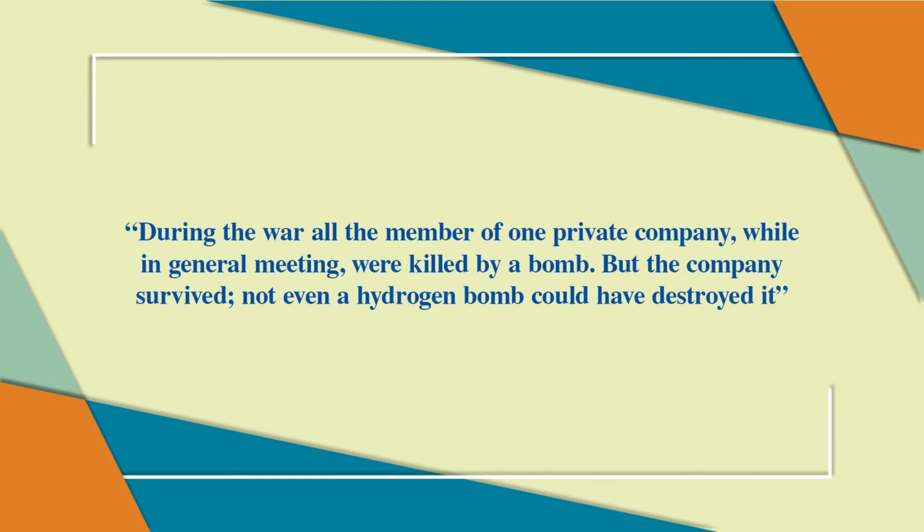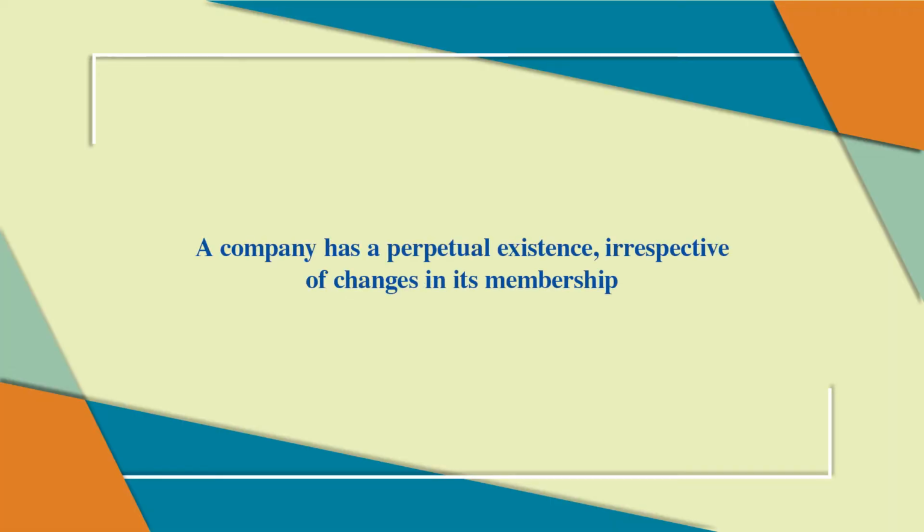During the war, all the members of one private company, while in a general meeting, were killed by a bomb. But the company survived. Not even a hydrogen bomb could have destroyed it. The company may be compared with a flowing river where the water keeps on changing continuously, still the identity of the river remains the same. Thus, a company has perpetual existence irrespective of the changes in its membership.